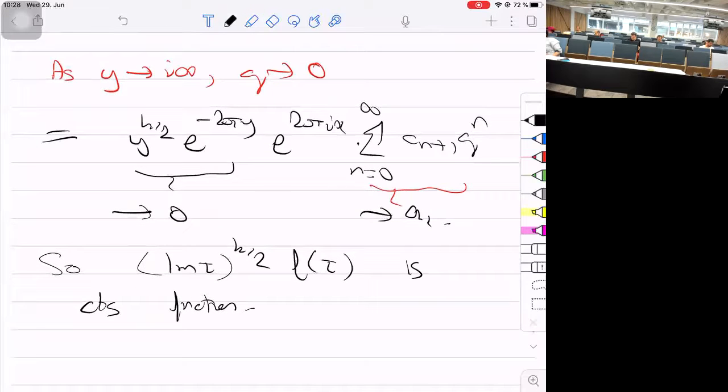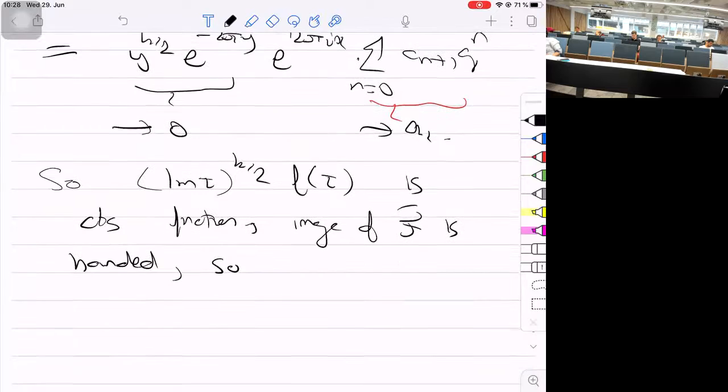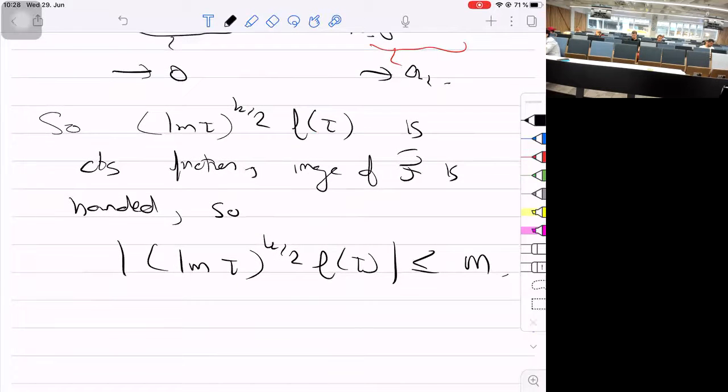And so with the same idea as before, it now makes sense that it is continuous, a function mapping from the compact set, so it has to be bounded. So you get that there is some absolute bound, the absolute value of the function times imaginary part of tau to the k over 2 has to be less than some bound M. And now we're just combining this with a little bit of previous work.